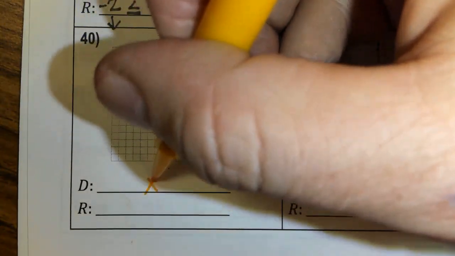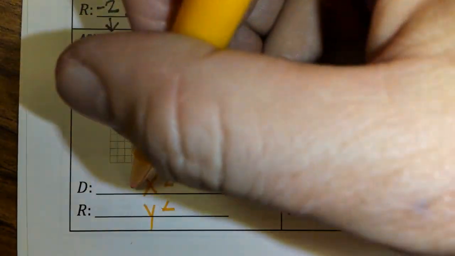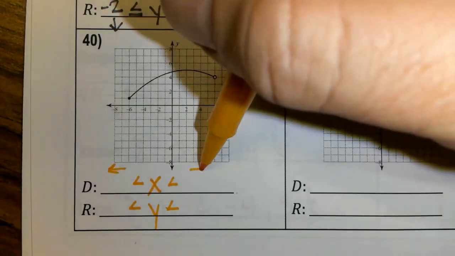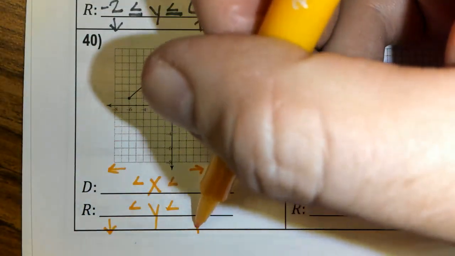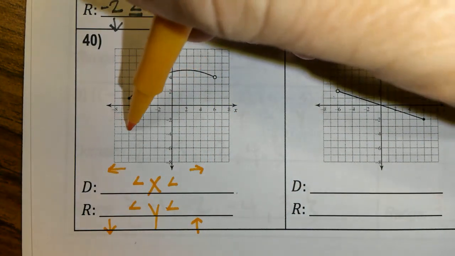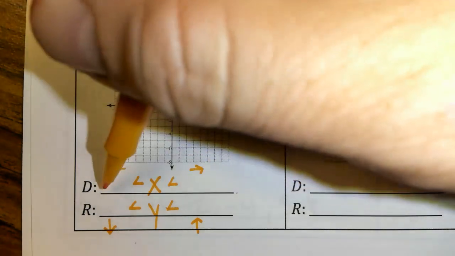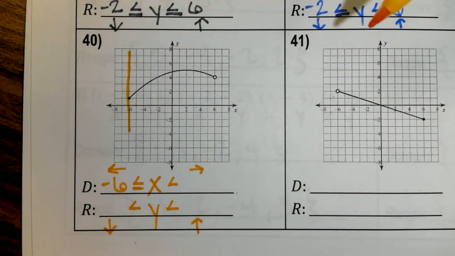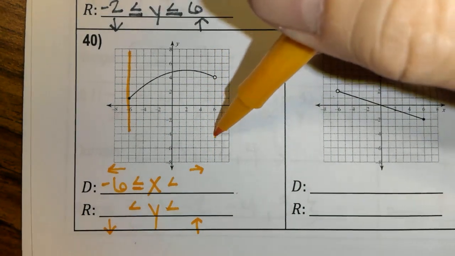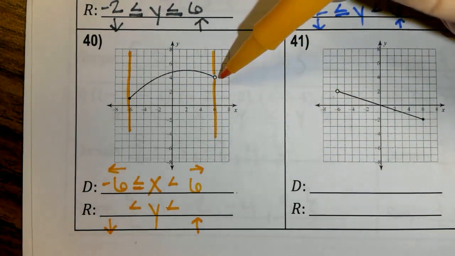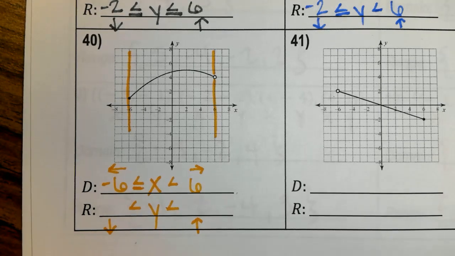All right, I have a curved line, so I'm going to do x, y, less than, right? Okay. So I want left to right, bottom to top. So the left part of my graph is way over here, and that is -6. And that circle is closed, so I underline. And my furthest right is all the way over here, and that is +6, and that's an open circle, so I do not underline. Great.